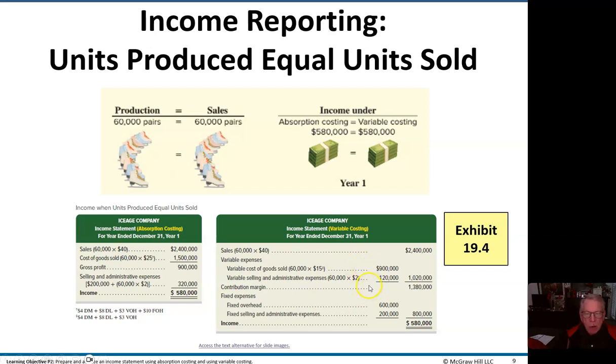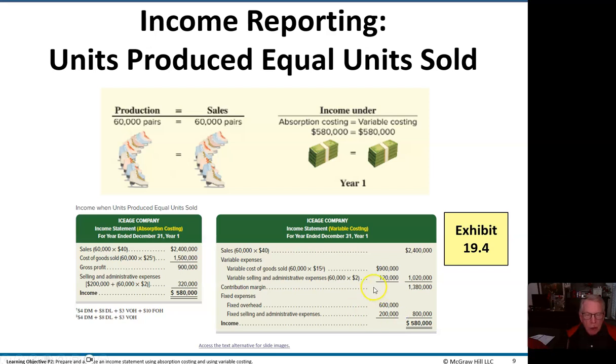And then we have our variable selling and administrative expenses, which is $2 per unit times 60,000 units. And that gives us $1,020,000 in total. So our contribution margin is $1,380,000. Then our fixed expenses, we have fixed overhead at $600,000. And we also had fixed selling and administrative expenses of $200,000.